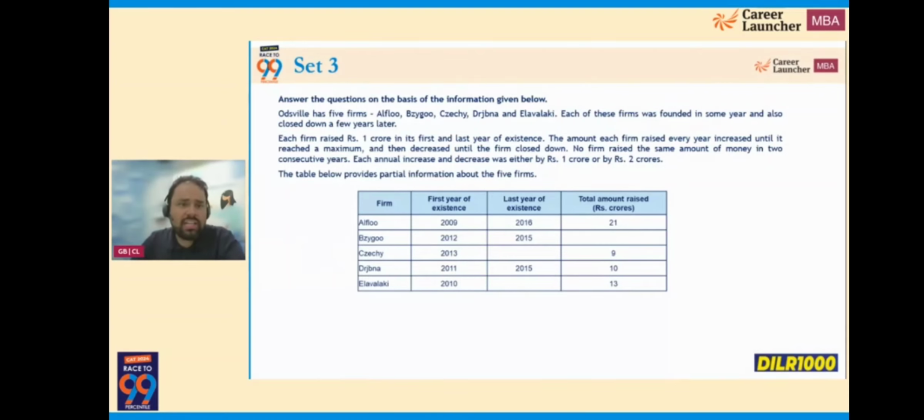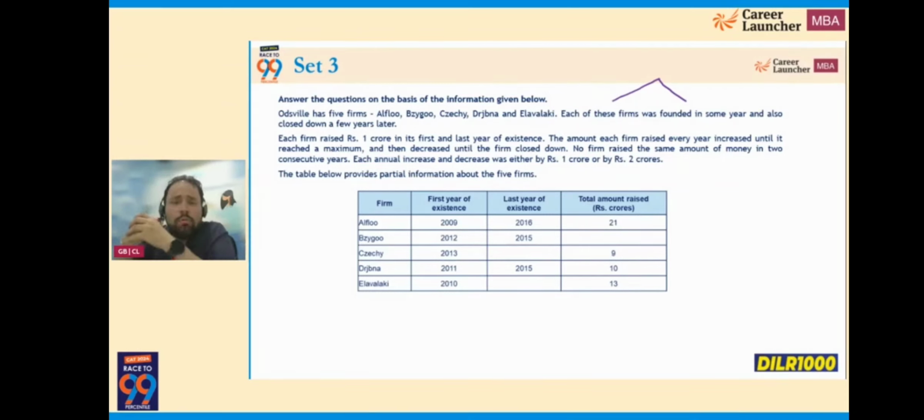Oddsville has 5 firms, A, B, C, D, E. Each of these firms was founded in some year and also closed down a few years later. Each firm raised rupees 1 crore in its first and last year of existence. The amount each firm raised every year increased until it reached a maximum. Then it decreased until the firm closed down. So it's almost like this. Amount ऐसे बढ़ा, then ऐसे घटा. ठीक है. Pyramid type.